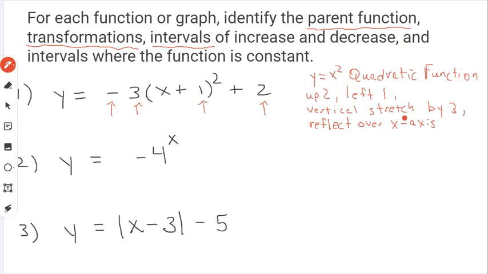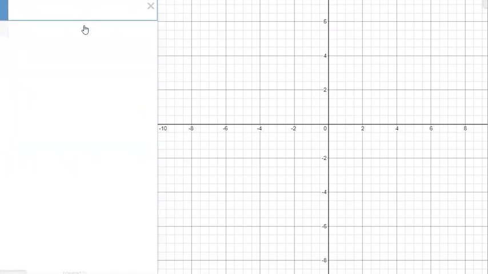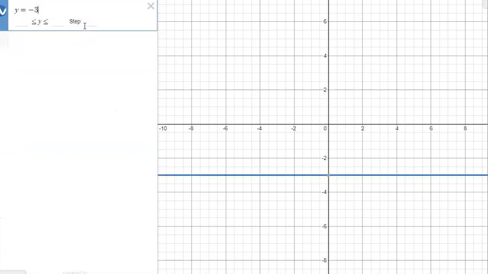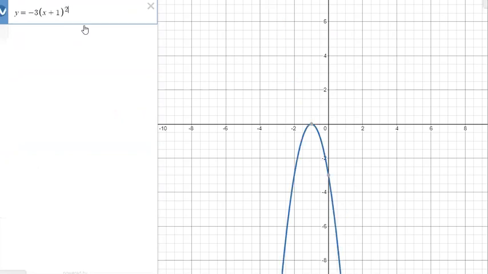So let's actually graph this and see what it looks like. I'm going to be moving over to Desmos, and I'm going to be graphing that function. We're going to be seeing what it actually looks like. So y equals -3, x plus 1 on the inside, we're going to square it, and then we're going to add 2 on the outside.